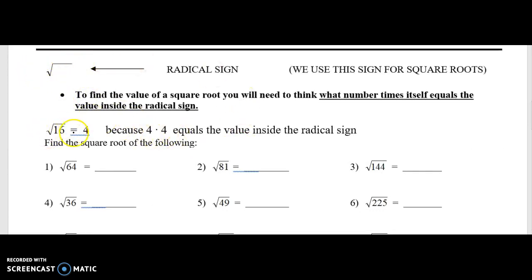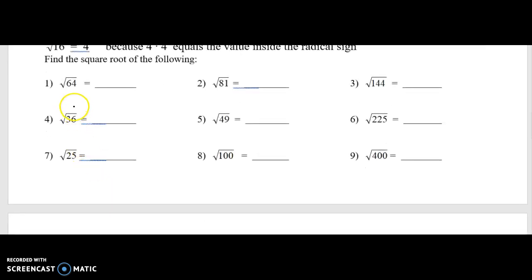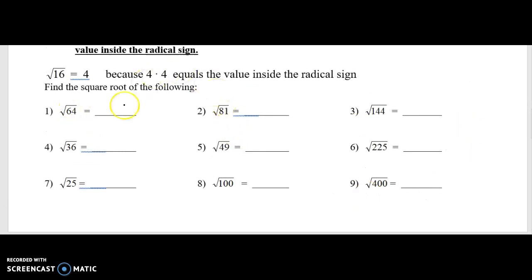The square root of 16 is 4 because 4 times 4 gives us 16. That's our goal here, to find what whole number multiplies to equal whatever is underneath the radical. So when I see the square root of 64, I know that's 8 because 8 times 8 gives me 64. When I see the square root of 81, I know that's 9 because 9 times 9 gives me 81. And when I see the square root of 144, I know that's 12 because 12 times 12 gives me 144.